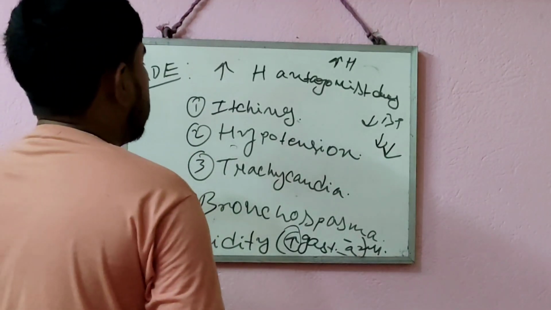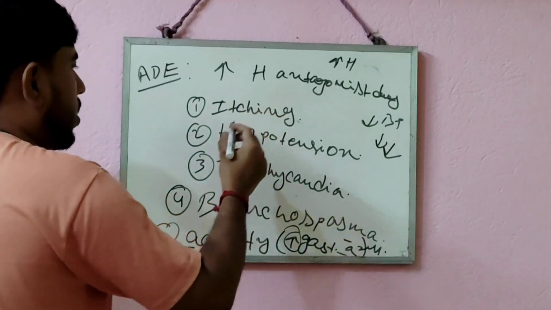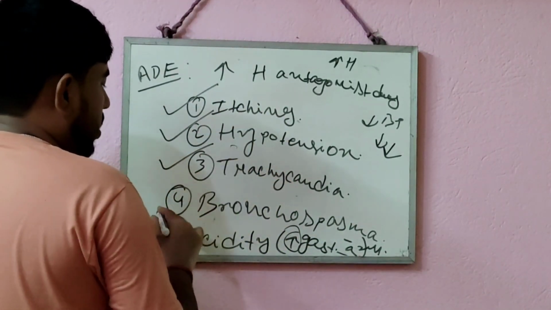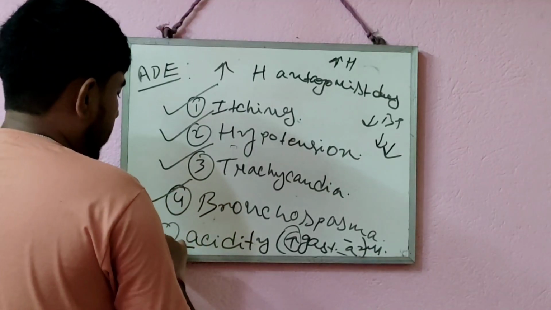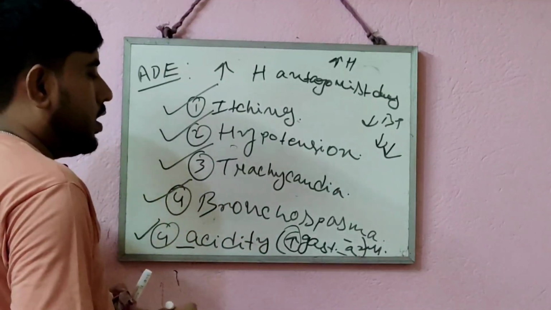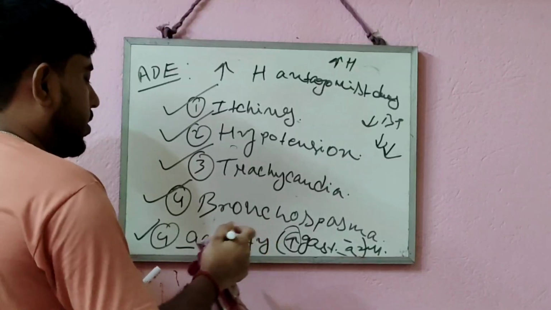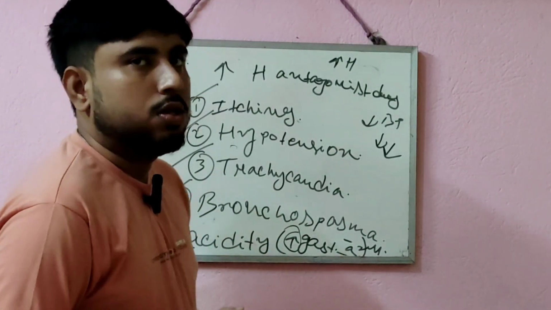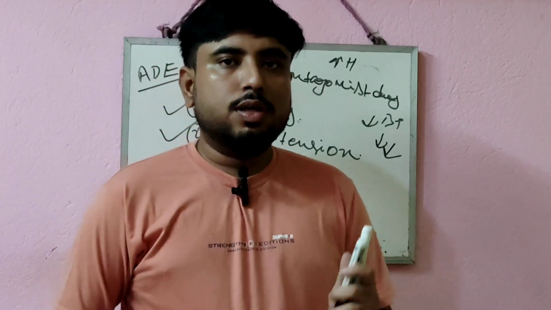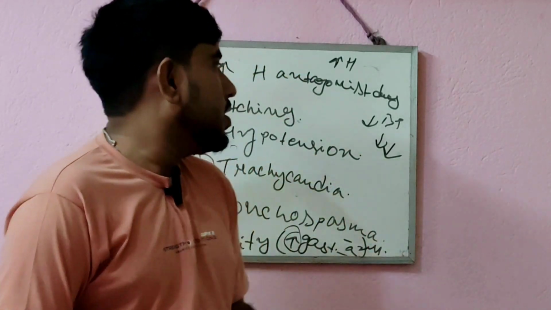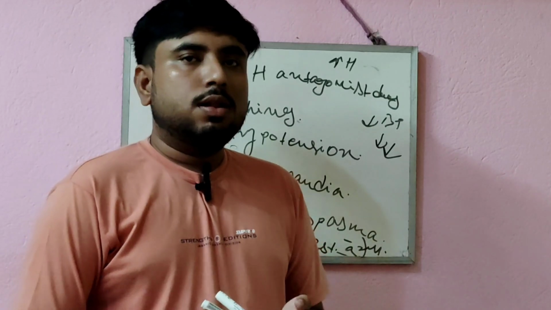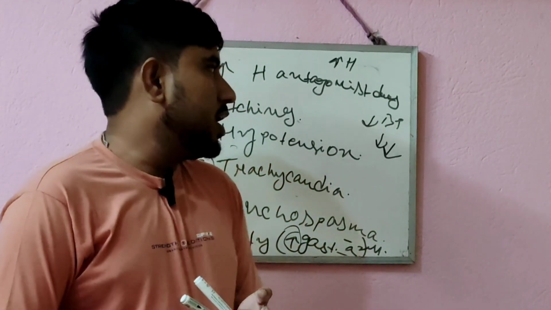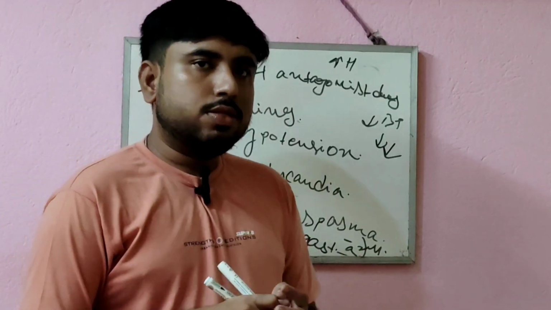So what are the adverse drug reactions due to the prolonged use of these drugs? First one is itching, second is hypotension, third is tachycardia, fourth is bronchospasm, and fifth, due to the increased gastric acid, it creates acidity in the gastrointestinal tract. So with this slide I have finished the topic of histamine, where I discussed a simple introduction of histamine, where it is derived from, and its simple structure.